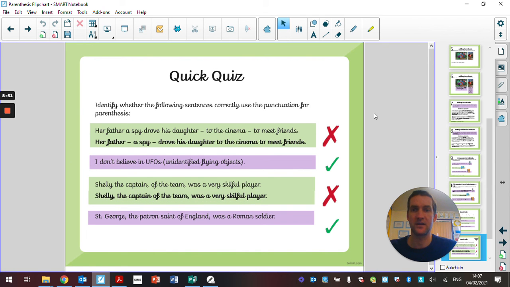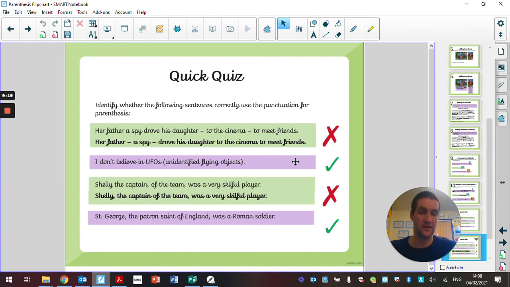All right. Her father, a spy, drove his daughter to the cinema to meet friends. Doesn't make sense, is it? Parentheses hasn't been used correctly here. It should be her father, a spy, drove his daughter to the cinema to meet friends. If you took a spy out there, it would still make sense on its own. If you took the to the cinema part out here, her father, a spy, drove his daughter to meet friends. Grammatically not correct, is it?